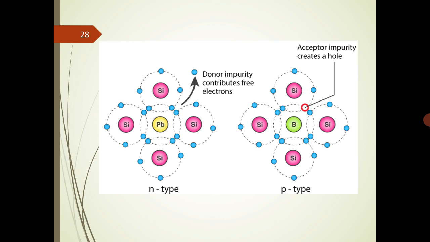Here the diagram shows the difference between n type and p type. In n type we add the pentavalent impurity to the pure semiconductor, which results in a donor impurity which contributes free electrons to move in that crystal. So this is about n type. In p type, it accepts the impurity and creates a hole. Here we are adding a trivalent impurity to the pure semiconductor material.